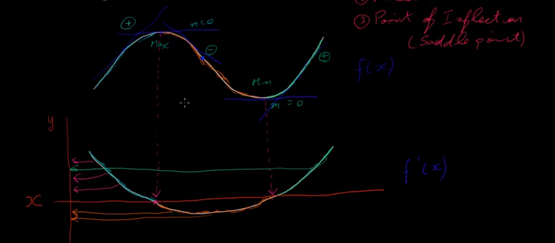Another way of looking at it is you have this part of the curve here which is concave down. This part of our curve here is concave up. Where the graph changes from concave down to concave up, that's called a saddle point. And this is our saddle point here.